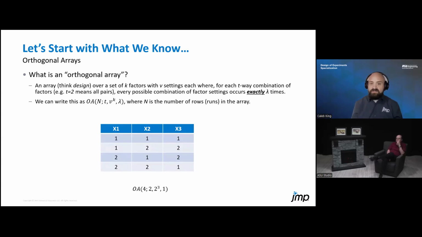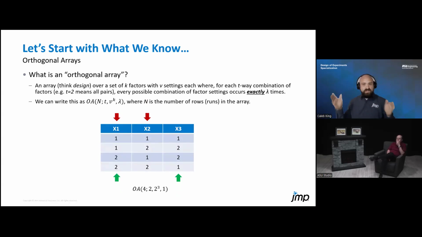We have three factors, two levels each. So we can generate one in 4 runs. Lambda is 1, which means each combination appears exactly once. And to illustrate that, look at the first two columns. You'll see we have the combinations 1,1, 1,2, 2,1, 2,2. Each combination is present, and present exactly once.